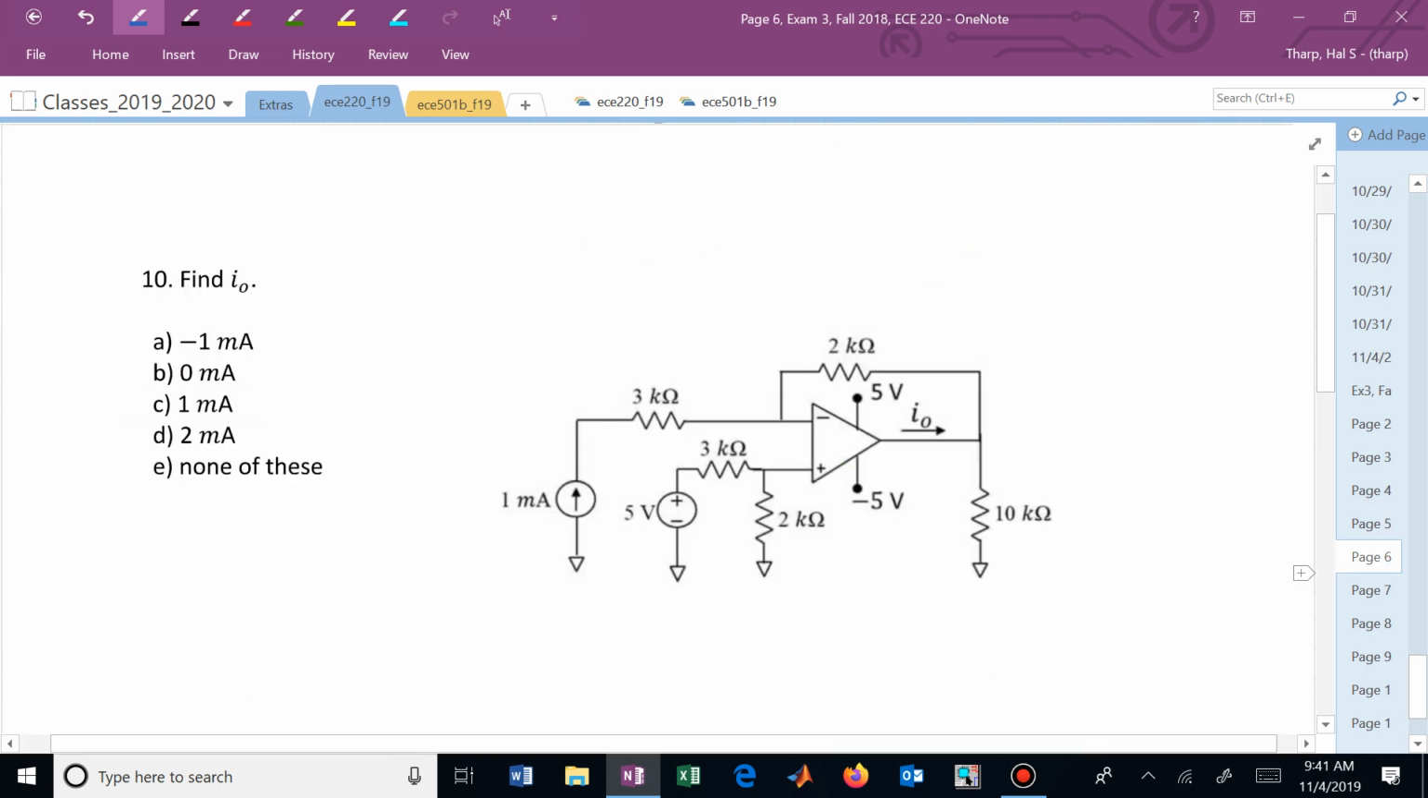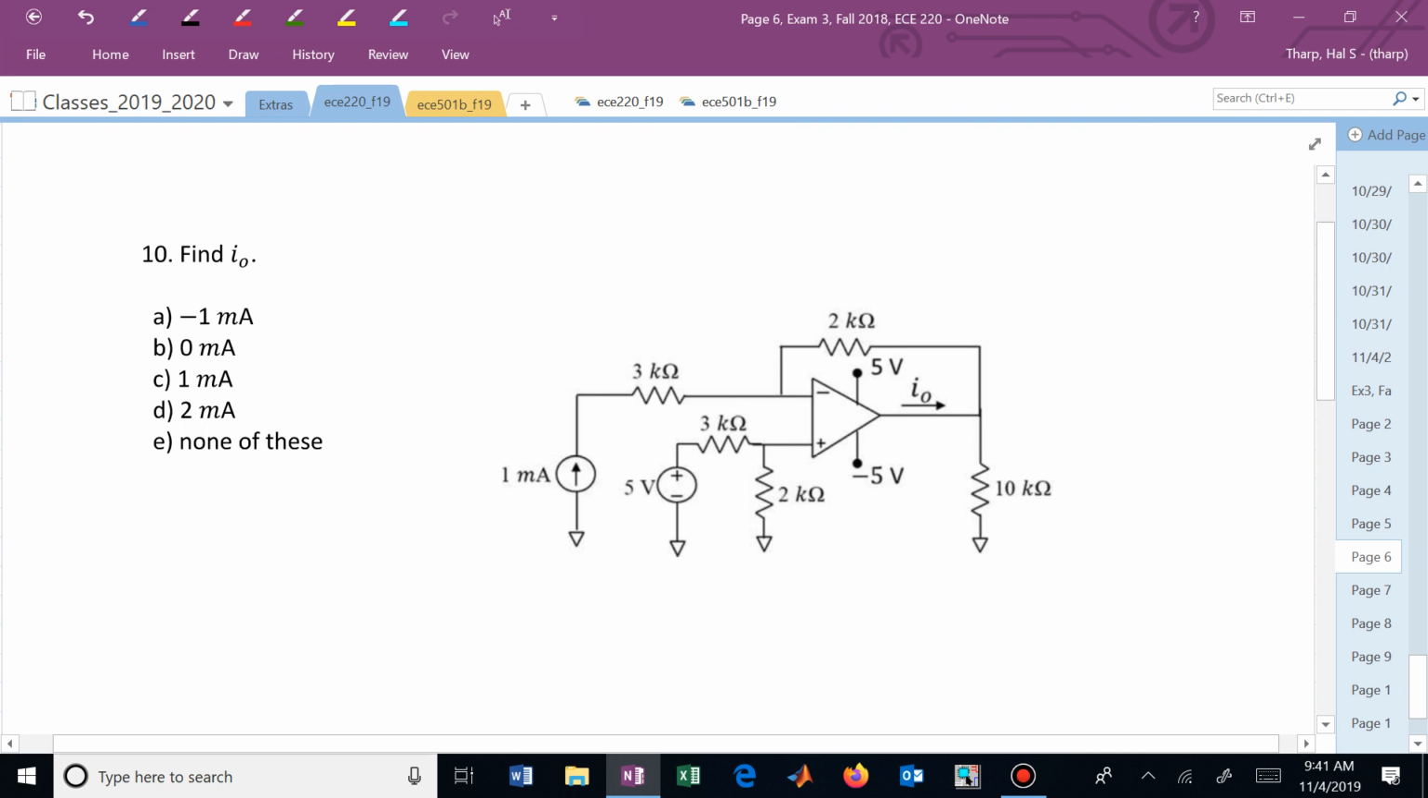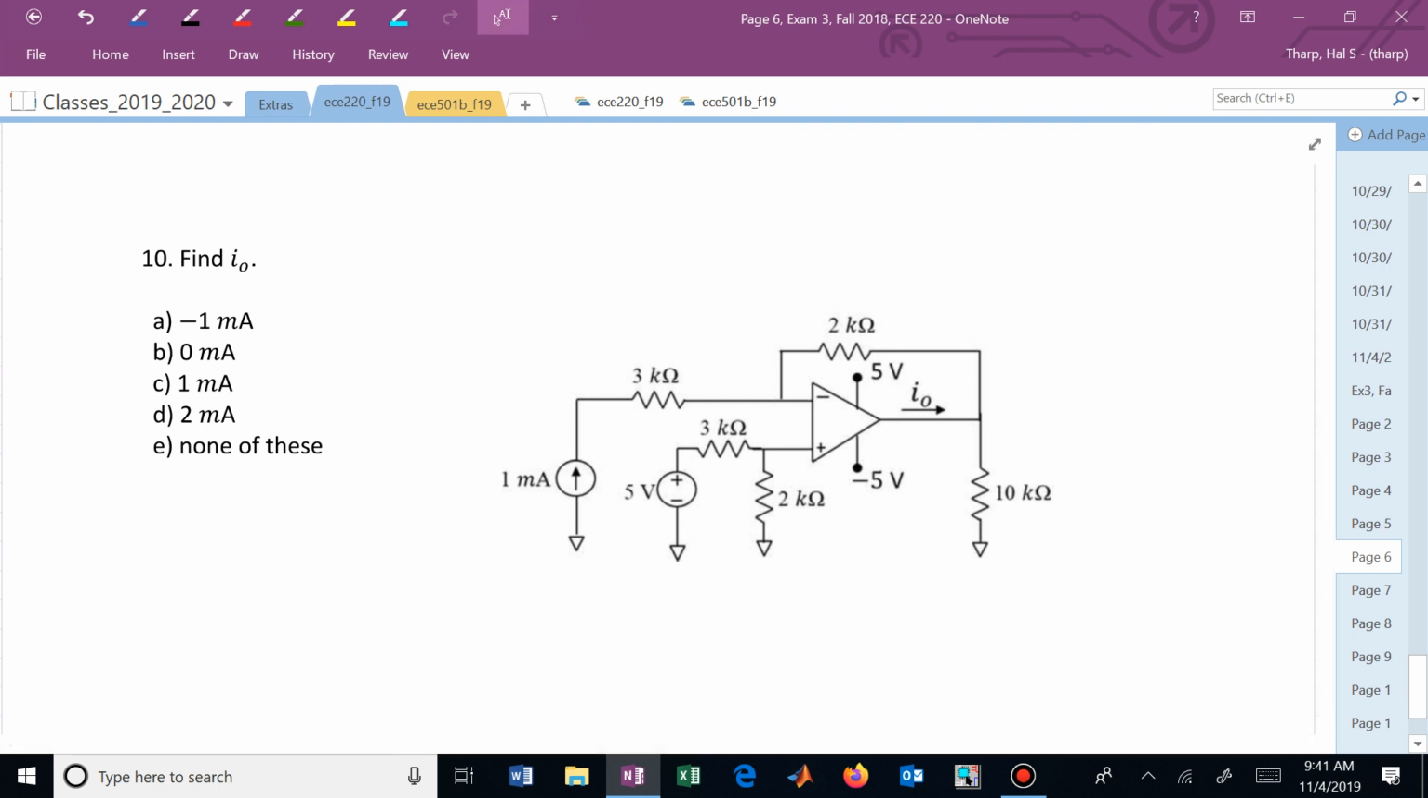Page 6. Find I sub 0. How many more of these do I have? Really? Okay. So here what you want to make sure of is I sub 0 could be different than the current going through the output resistor 10K and the feedback. We have to do KCL. This op amp is going to give us as much current as we need unless things are saturated. So I sub 0, eventually we're going to have to do KCL. But what's the first thing we want to do here?